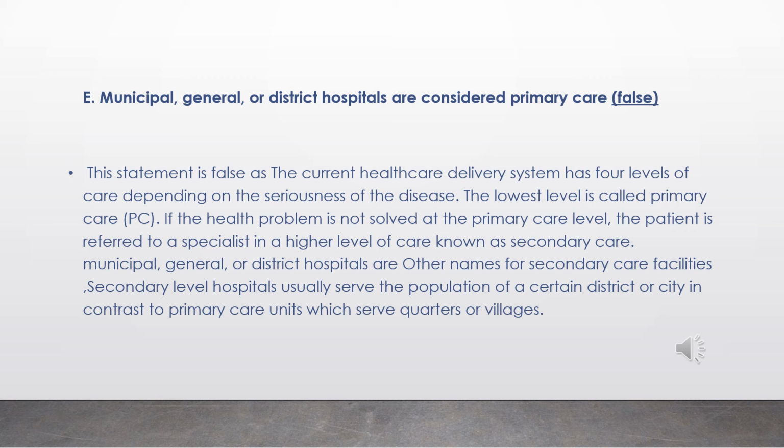If the health problem is not solved at the primary care level, the patient is referred to a specialist in a higher level of care, known as secondary care. Municipal, general, or district hospitals are other names for secondary care facilities. Secondary level hospitals usually serve the population of a certain district or a city, in contrast to primary care units, which serve quarters or villages.